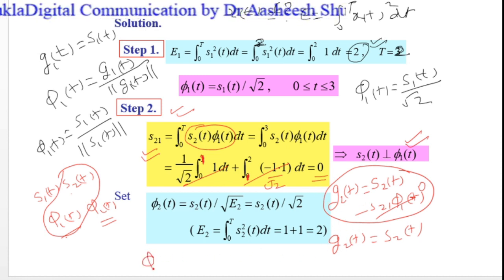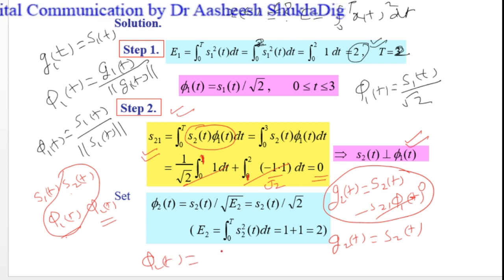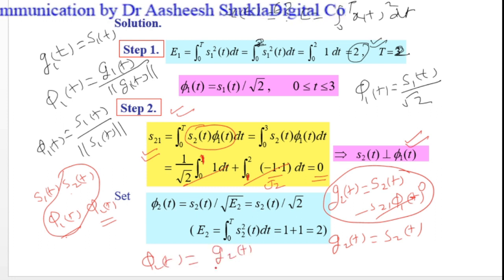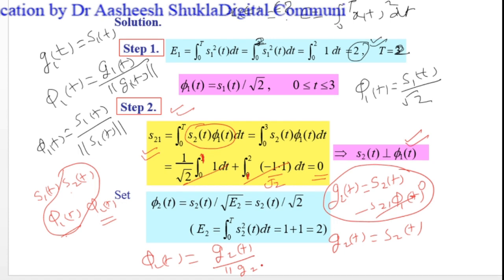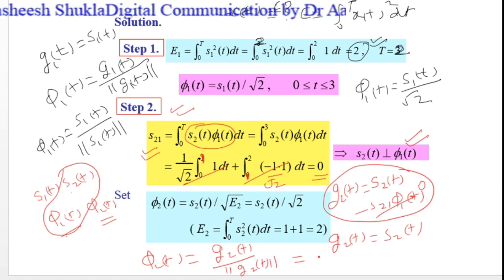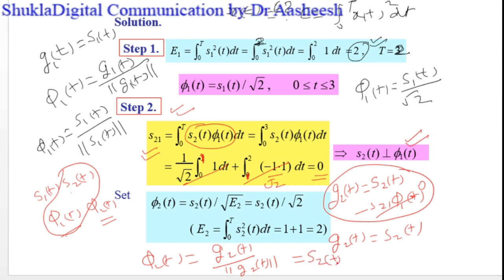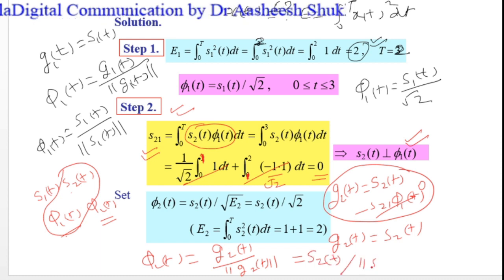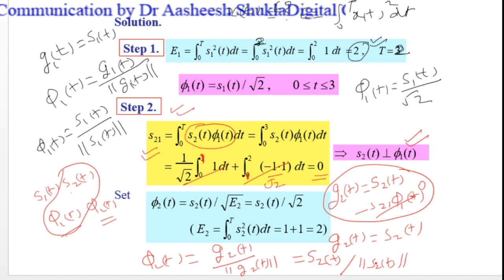So to get phi 2t, what we'll do? We'll simply normalize the energy of G2t. So we divide it by its norm, and G2t is nothing but S2t. So phi 2t can be simply written as S2t divided by the norm of S2t. And norm of S2t means under root of energy of S2t.